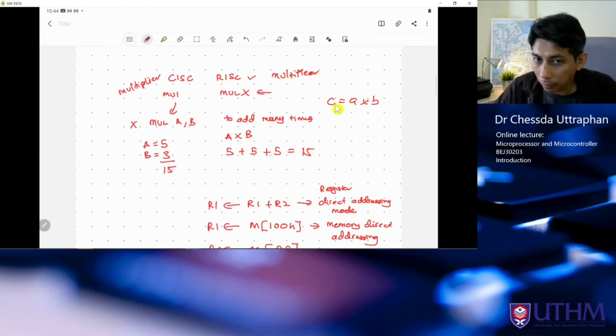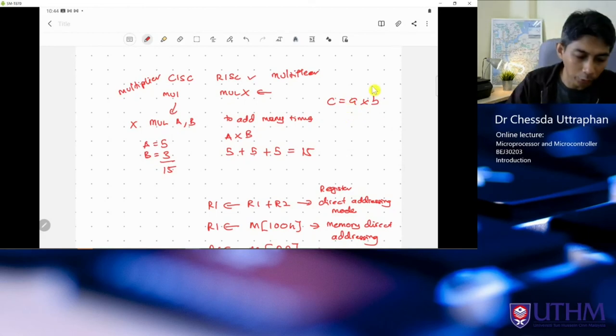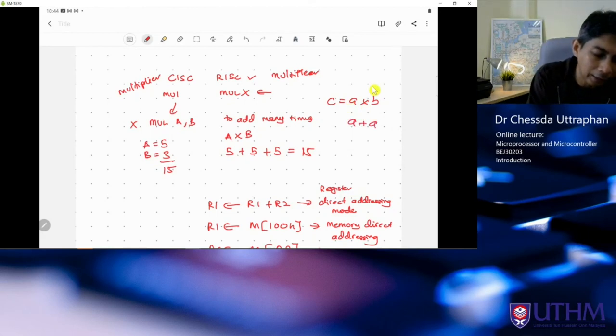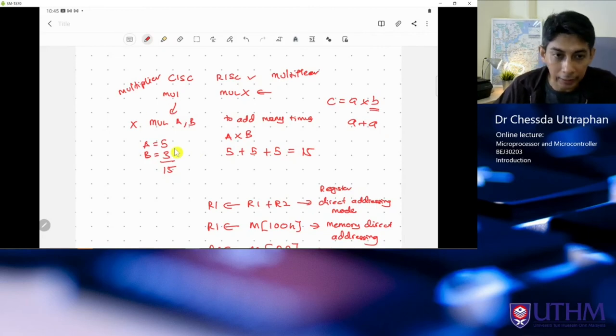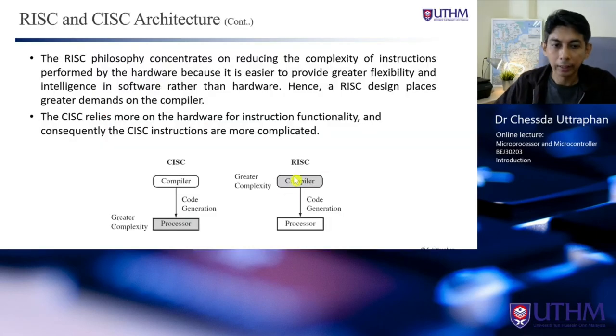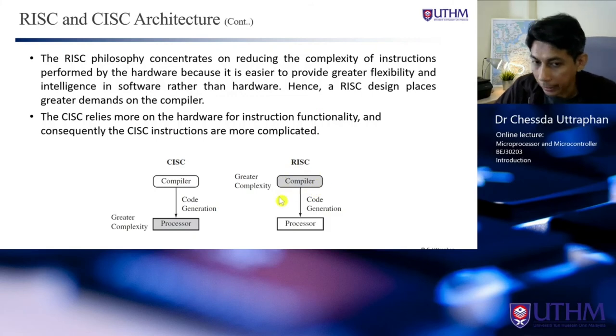What the compiler does is that it will convert this to actually A plus A, based on what B is, right? So if B is 5, it will add A 5 times, all right? So that is the job of the compiler. But for the CISC one, the compiler is easy because you have a multiplier, so it is translated to the multiplication process. So that is why we say that in RISC, the complexity is more at the compiler, not the processor. The processor is less complex as compared to the CISC one.